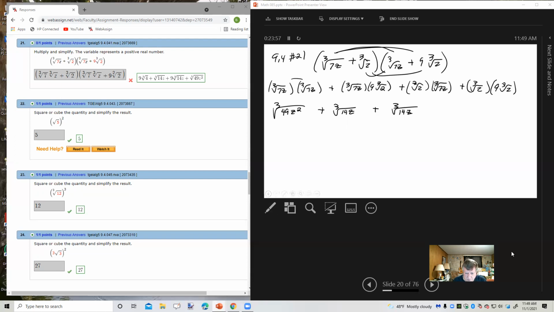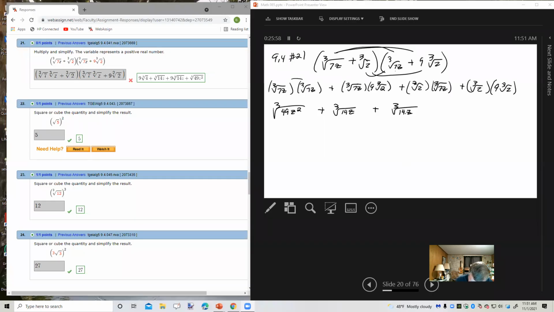I'm going to pause this recording. See if I can find out. All right, I found my mistake. Right here, I left out that 9. So that should be 9 squared to 14z. And then we get, finally over here, plus 9 cube root of 4.